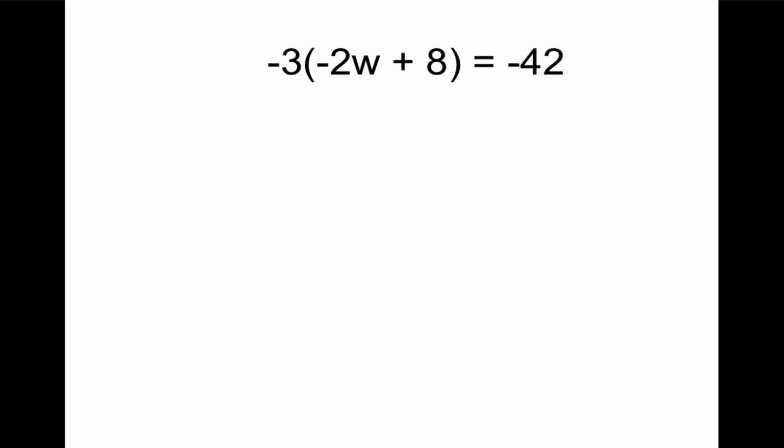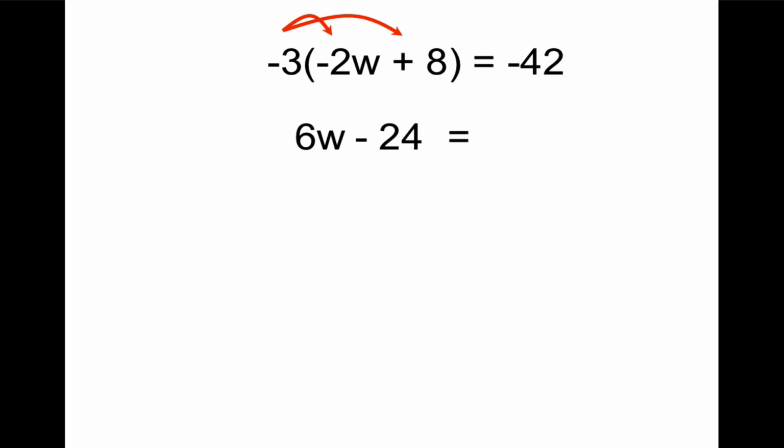Okay, if you've attempted this problem on your own, now we'll find out how you did, right? First, we're going to distribute the negative 3. Negative 3 times negative 2w and negative 3 times 8. Notice that we stop distributing at the end of the parentheses. We don't continue to distribute beyond that. I'm not multiplying negative 3 times negative 42 because negative 42 is not part of the quantity that's being multiplied here. Anyway, negative 3 times negative 2w is 6w, and negative 3 times 8 is negative 24.